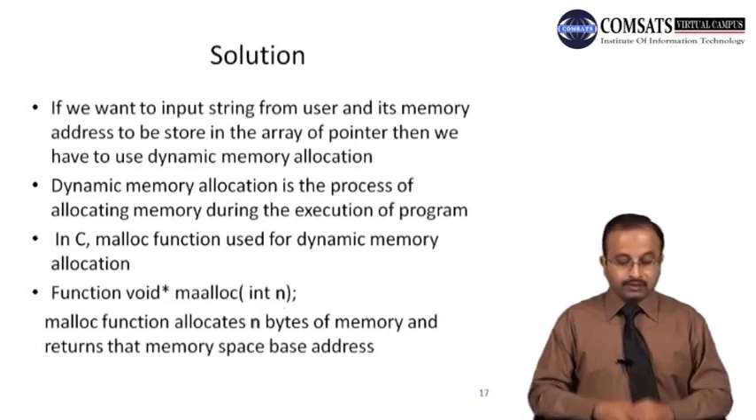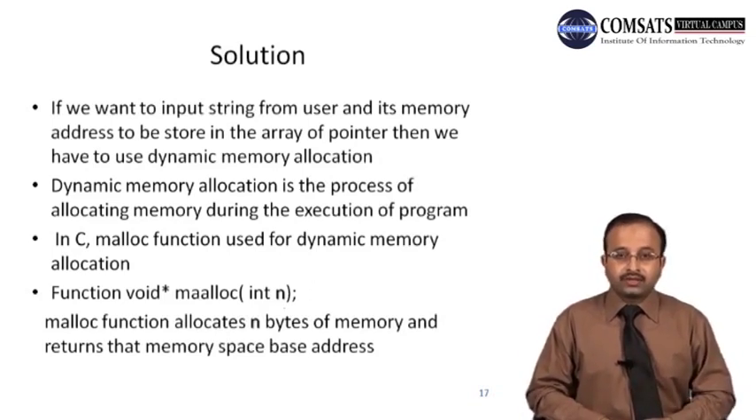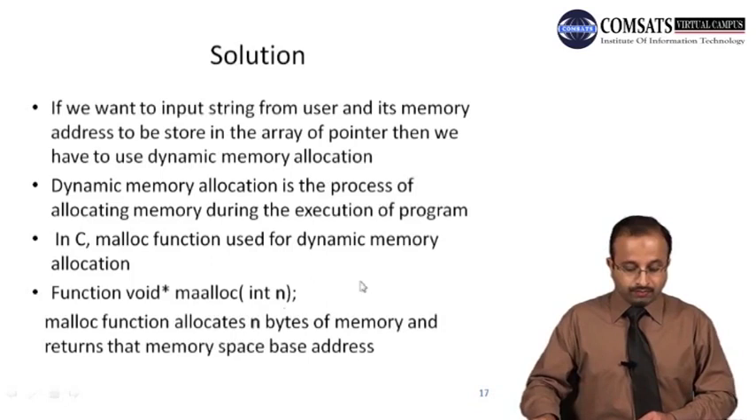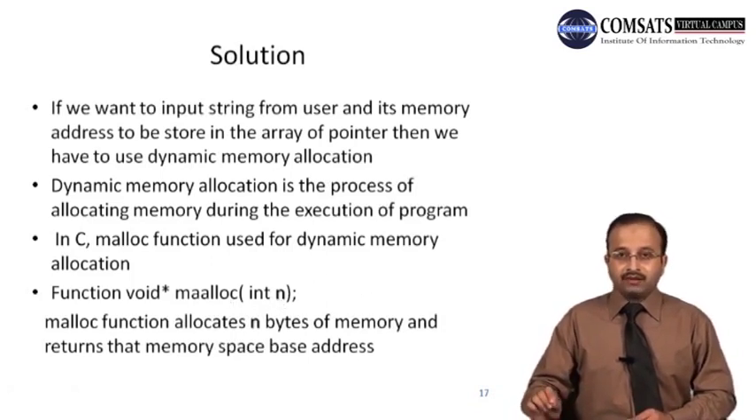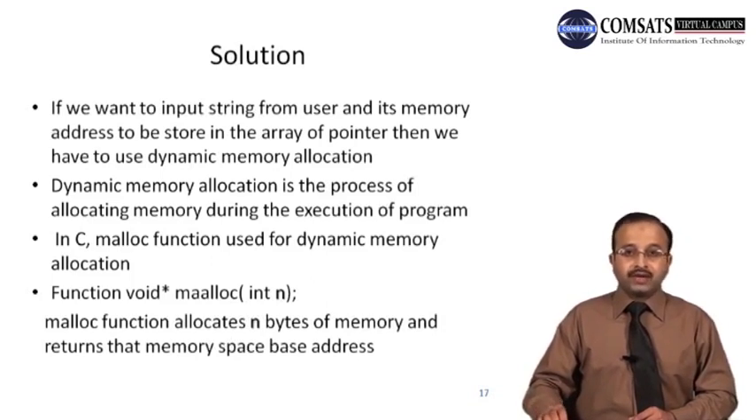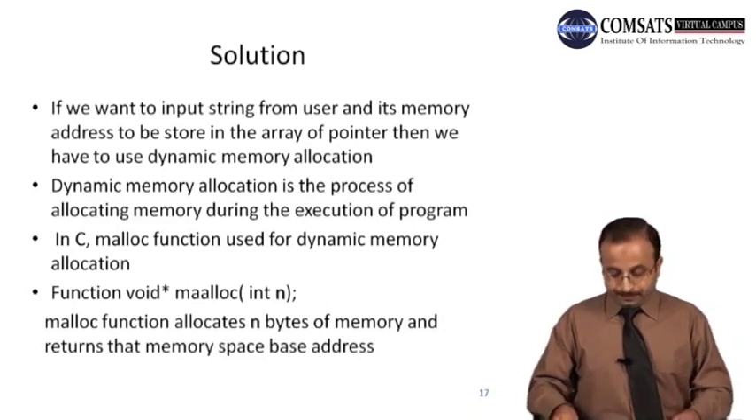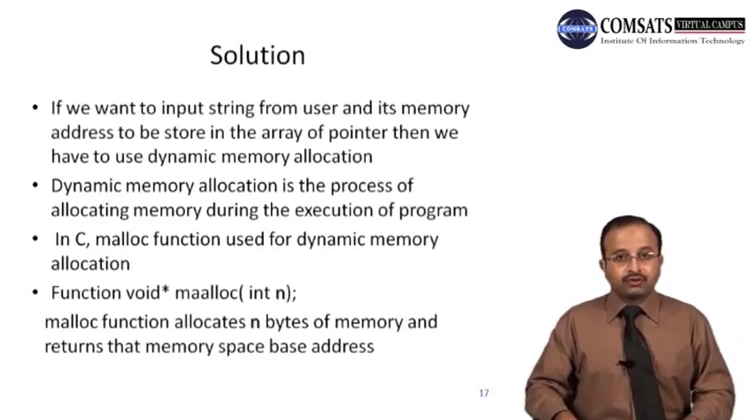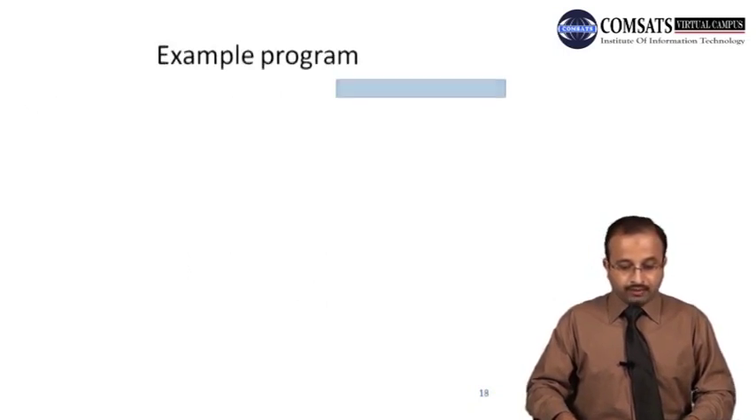So the reason for the void pointer returned by the malloc function is that malloc function doesn't know ki usne jo memory allocate ki hai, us memory pe aap kis type ki value store karenge. Because you just mentioned to the malloc function, okay, allocate n bytes. It allocates n bytes and returns you the base address, and the type of that address is void pointer. So malloc function doesn't know कि आप उस memory address पे क्या store करेंगे. Let's see the example program.